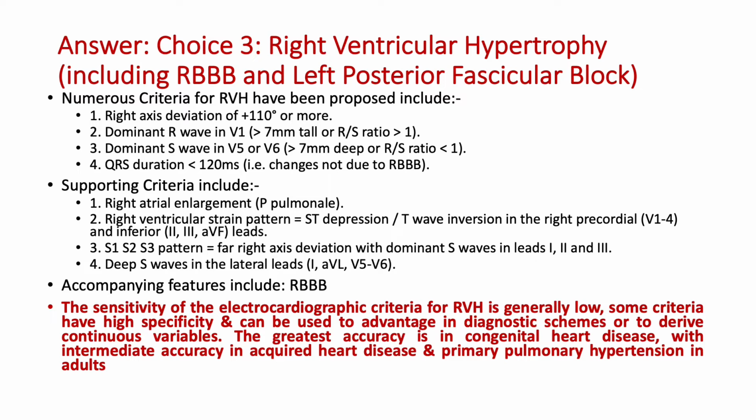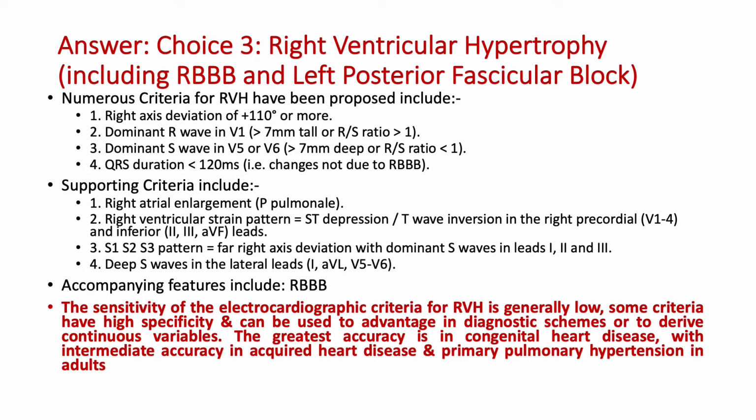Supporting criteria include: 1. Right atrial enlargement or P pulmonale, right ventricular strain pattern, that is ST depression and T wave inversion in right precordial and inferior leads, an S1, S2, S3 pattern, that is far right axis deviation with dominant S waves in leads 1, 2, and 3, and deep S waves in lateral leads, that is 1, AVL, V5, V6. Accompanying features include right bundle branch block.